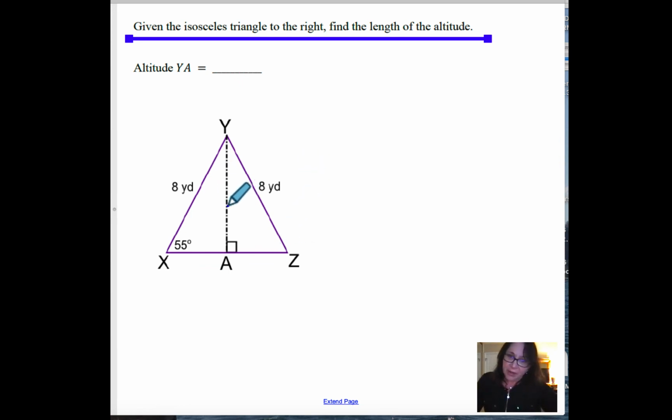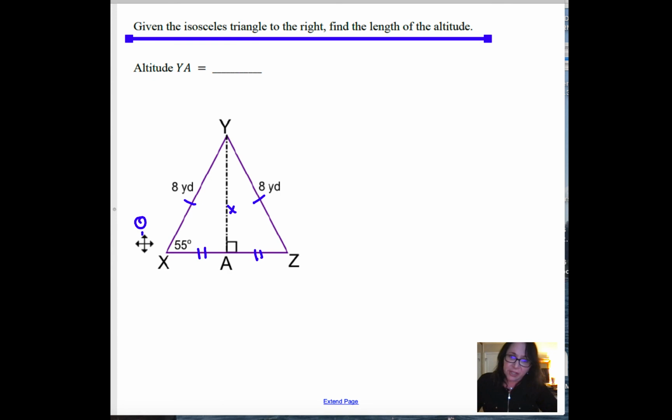So we're trying to find this height right here. And being an isosceles triangle, what you know is that not only are these two sides congruent, but the base right here is cut in half from this altitude, and those angles are right. So we're going to use our right triangle trigonometry.